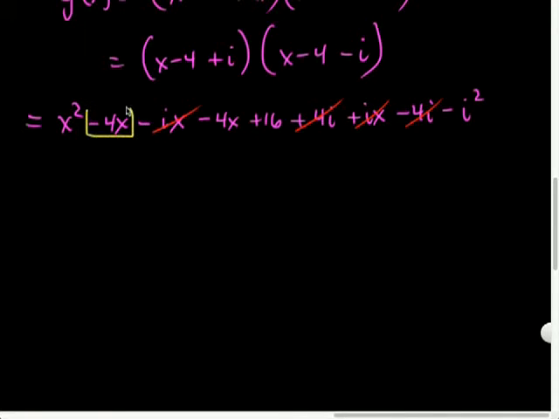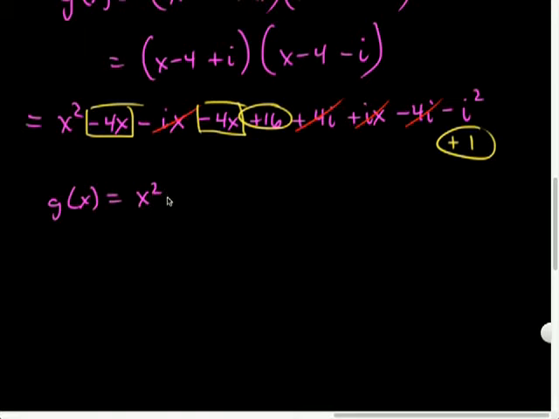Let's see. I'll be able to combine this. And the 16 and the i squared. What is i squared the same as? i squared is negative 1, right? And then minus a negative 1 becomes positive 1. So what this simplifies down to be is g of x equals x squared minus 8x plus 16 and 1 is 17.